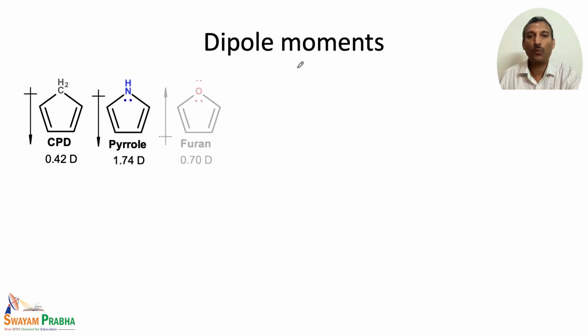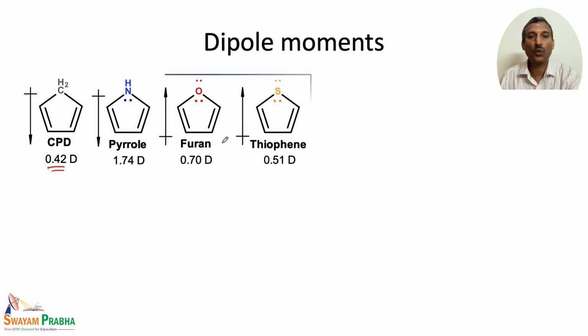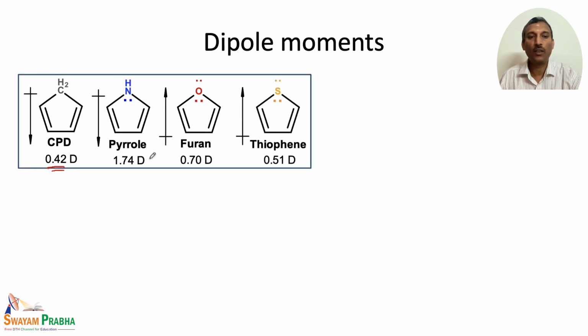And if you look at the dipole moments, the cyclopentadiene has a dipole moment of 0.42, whereas pyrrole, furan and thiophene have a little bit higher dipole moment. So this is because of the introduction of the heteroatom. When there is a carbon in the case of cyclopentadiene, only this particular part, which is electron rich in nature, is pointing, the dipole is pointing towards this pi bond, that means towards the ring, whereas this carbon is not having that charge.